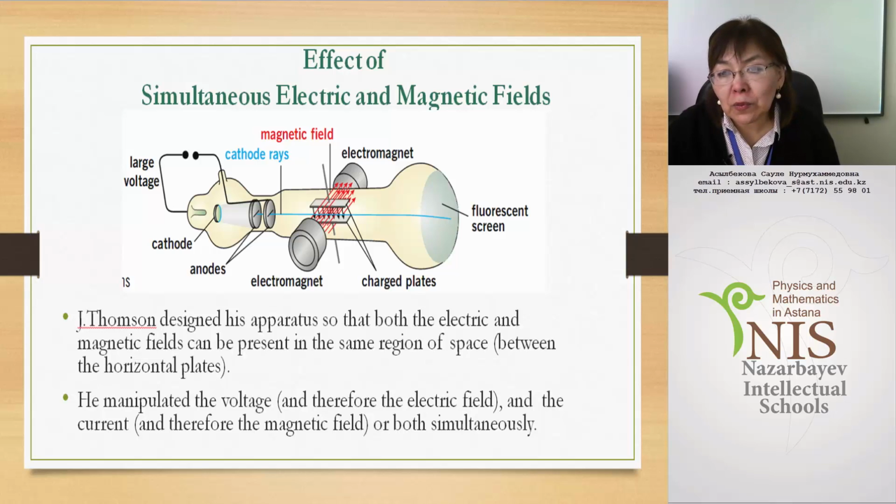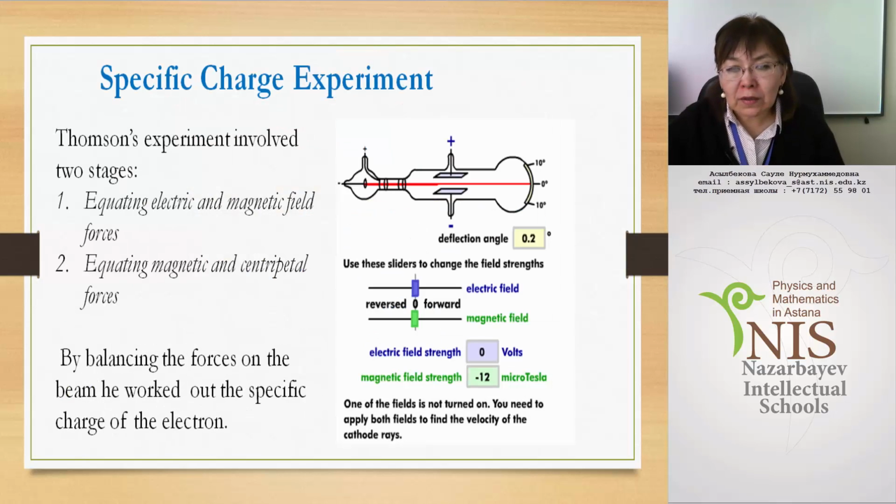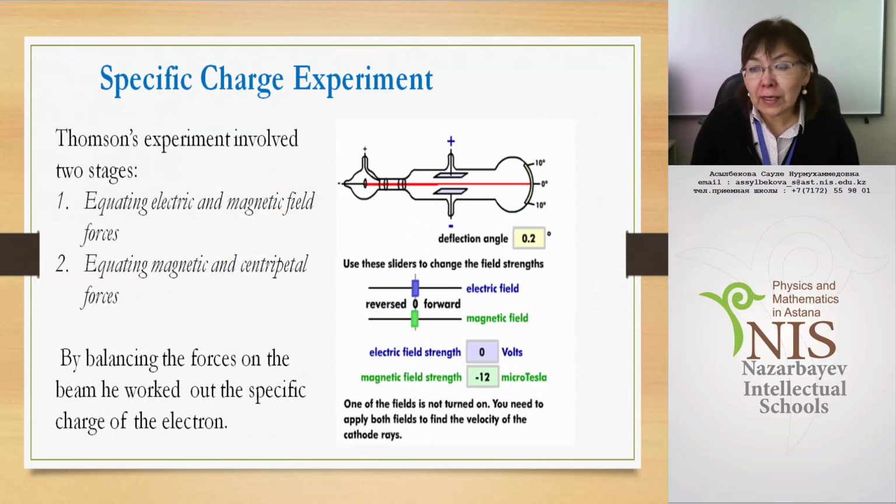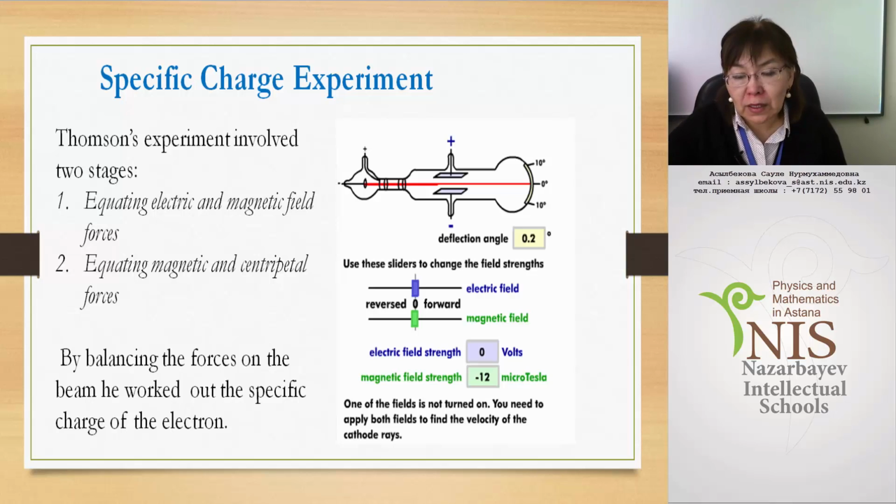So he can manipulate the electric field intensity by changing the voltage, and he can change the magnetic field strength by changing the current in the coils. The simple experiment evaluates the electric and magnetic fields and the magnetic and centripetal force. If you balance the two forces acting on the beam, we can work out the so-called specific charge of electrons.